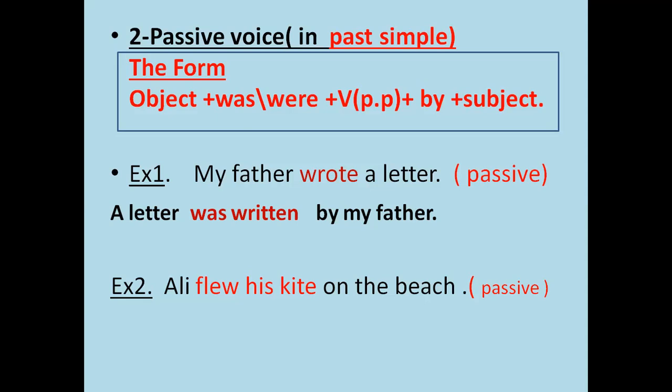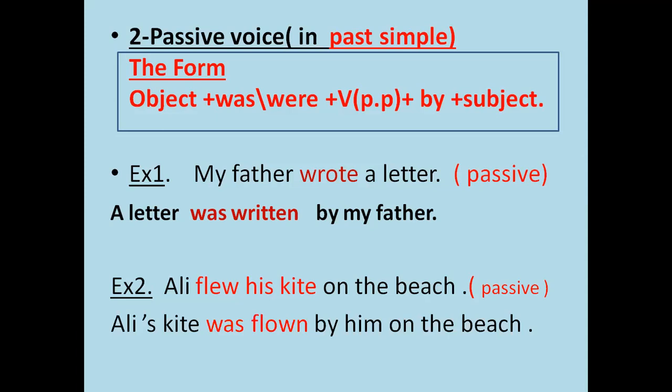And to change this sentence into passive, we start with the object. So we'll start with Ali's kite. And after that, we put verb to be in past, was, and we put the past participle of the main verb fly, which is flown, and we put by, and after by we put the subject, him, and we complete the sentence, on the beach.